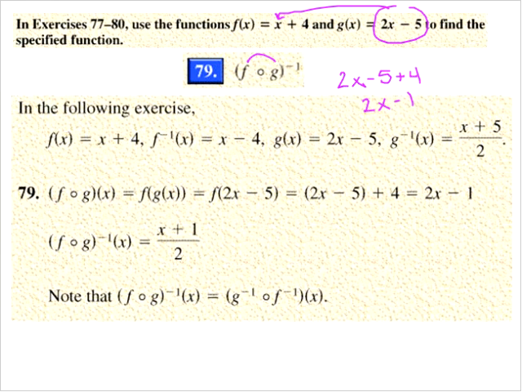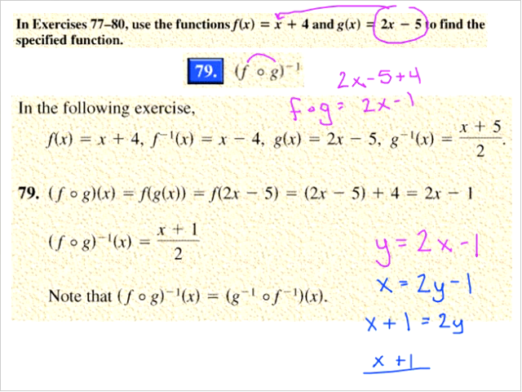Okay, so if I have f of g equals 2x minus 1, let's find that inverse. So let's start by switching around the x and the y, and then solving for y. So let's add 1, and then divide by 2. So we get x plus 1 all over 2.